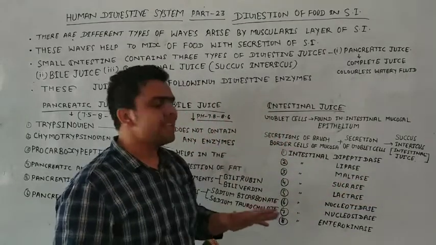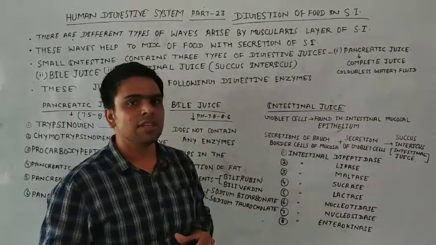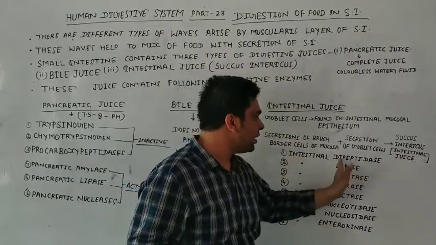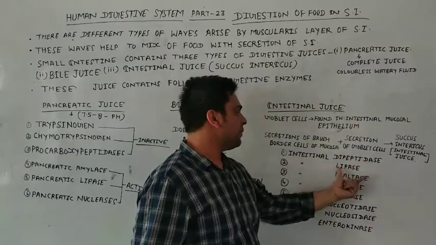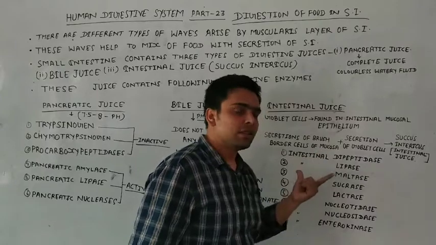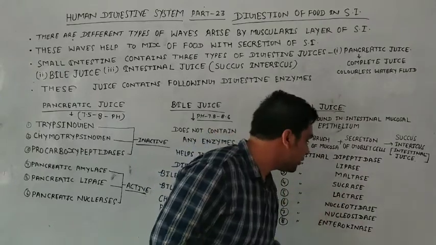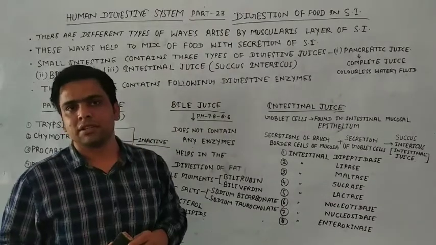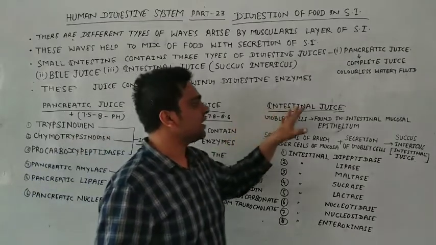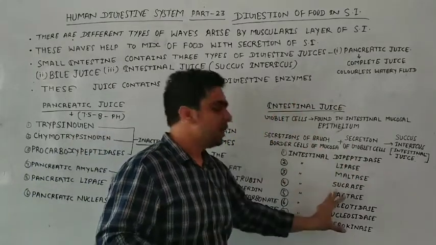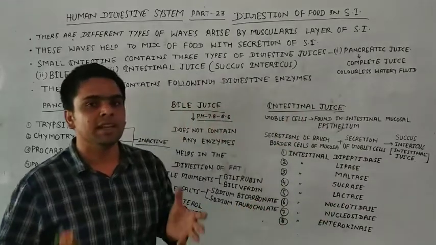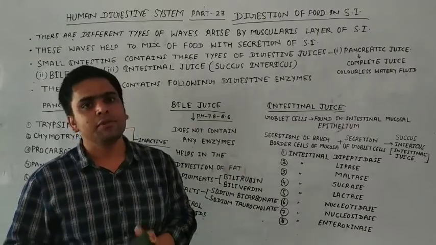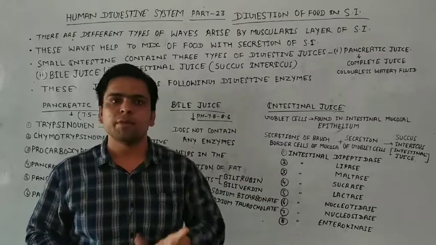If we talk about the enzymes found in our intestinal juice, there are many, like intestinal dipeptidase, intestinal lipase, intestinal maltase, intestinal sucrase, intestinal lactase, intestinal nucleotidase, intestinal nucleosidase, and intestinal enterokinase. What is the role of these enzymes and how do they digest food? We will study that in our upcoming video.